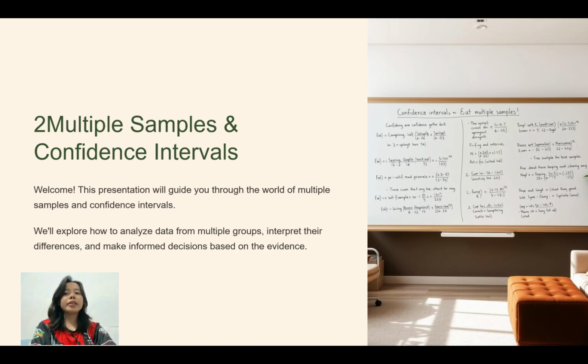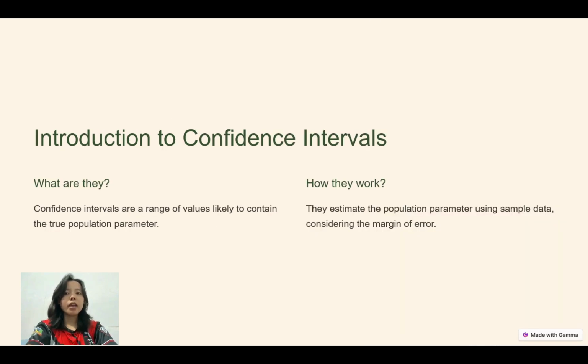We'll learn to analyze data from different groups and make good decisions based on what we find. So, what are confidence intervals? A confidence interval is a range of values where we think the true value lies. Imagine trying to guess someone's weight. You might say between 150 and 160 pounds.